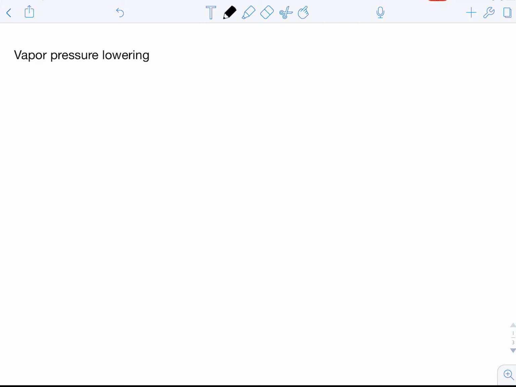Good day. Today we're going to be talking about vapor pressure lowering. So we're going to look at what happens to the vapor pressure as we add a solute into a solvent. Just as a reminder of what vapor pressure is: vapor pressure is the pressure of a vapor in contact with its liquid form.